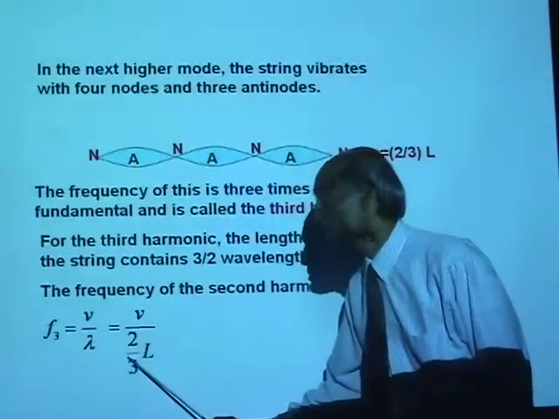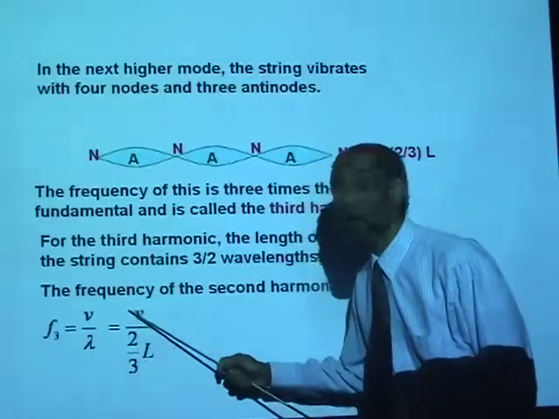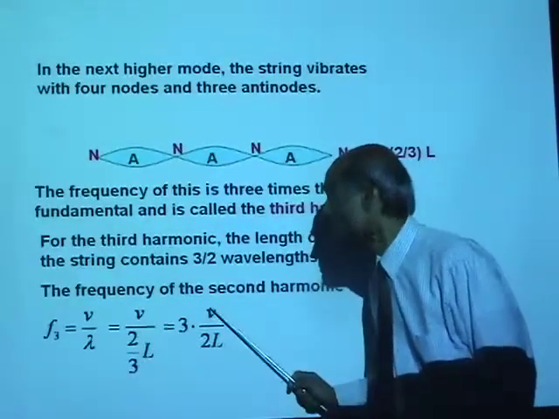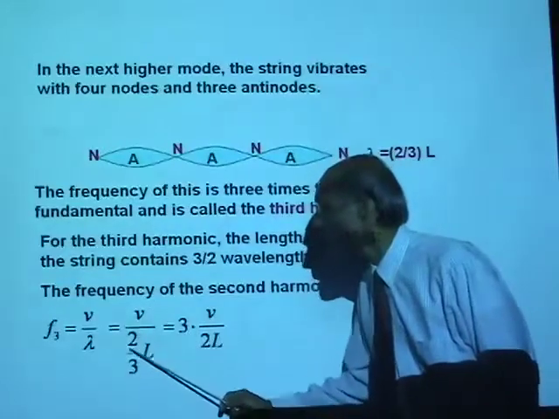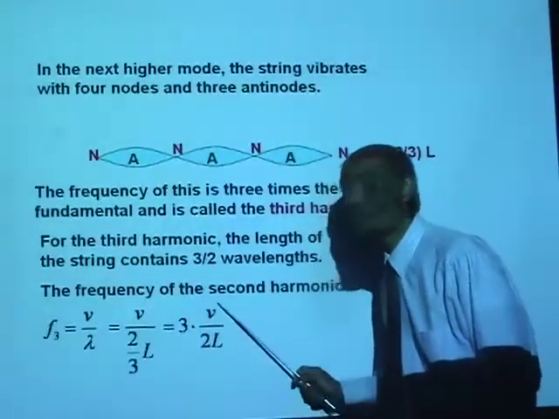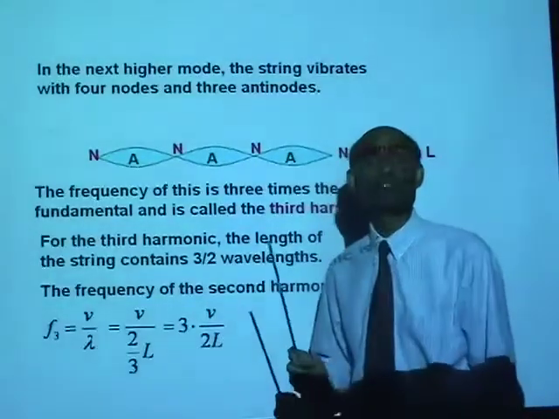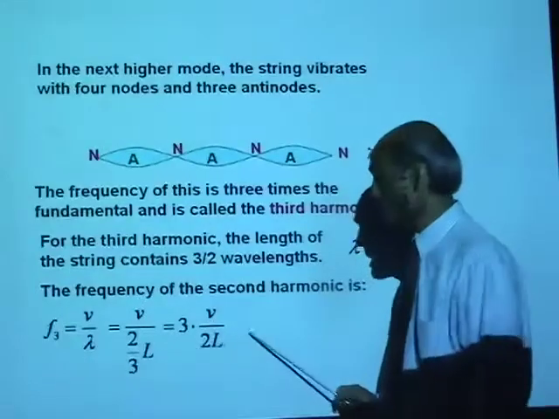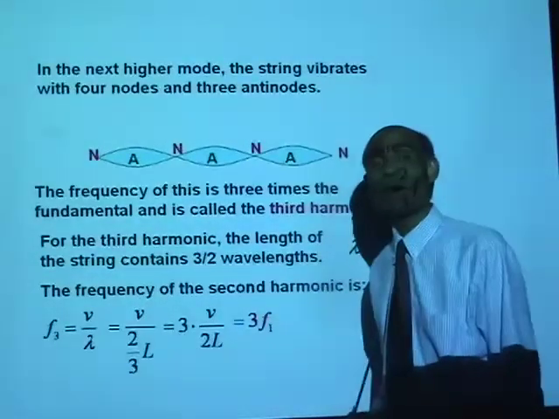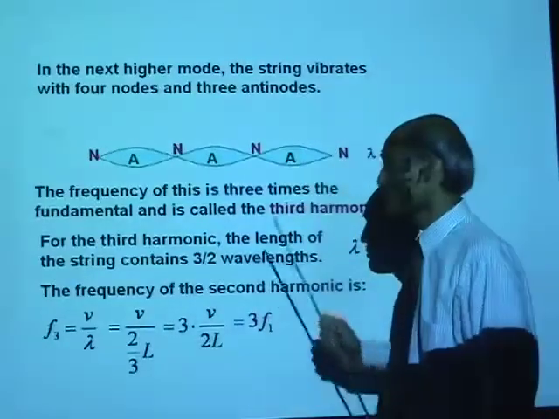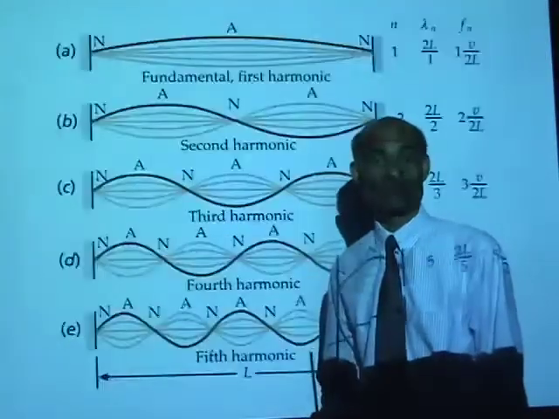Now this can be written as 3 will go up, is that right? That will be 3 times V over 2L. I hope you understand that. And what is V over 2L? V over 2L is the frequency of the fundamental. So that will be 3 times F1. The frequency of the third harmonic is 3 times the fundamental.